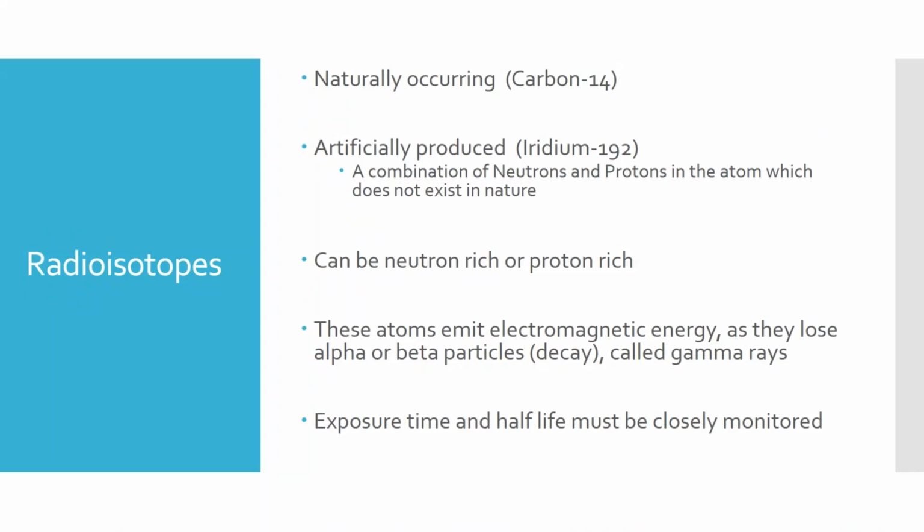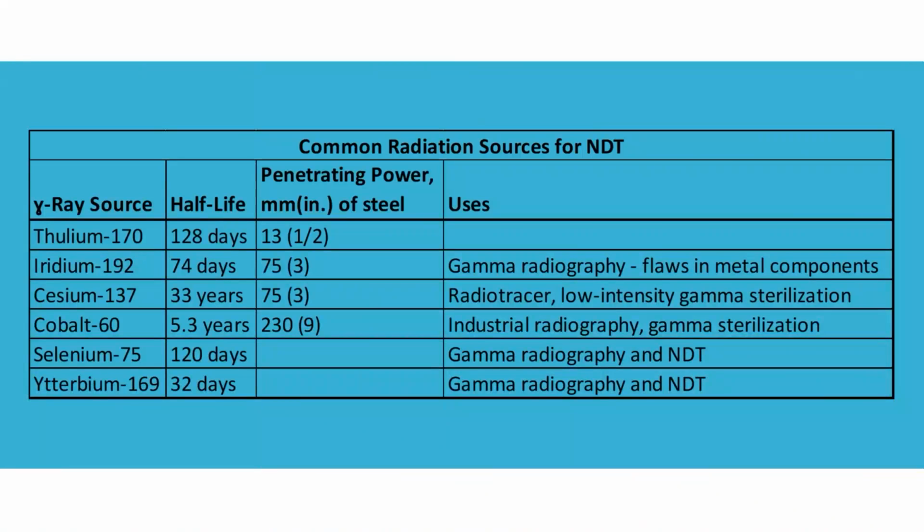But at the end of the day, the exposure time and half-life must be monitored closely. So in theory, that carbon-14 at the top could be used as a gamma source to perform radiography. The only problem is you would need to have your carbon-14 sample and your film sitting near each other with the part in between for millions of years in order for that to work, because it doesn't give off enough. So that's where we got to understand some idea of what we've got, some of the sources that are out there.